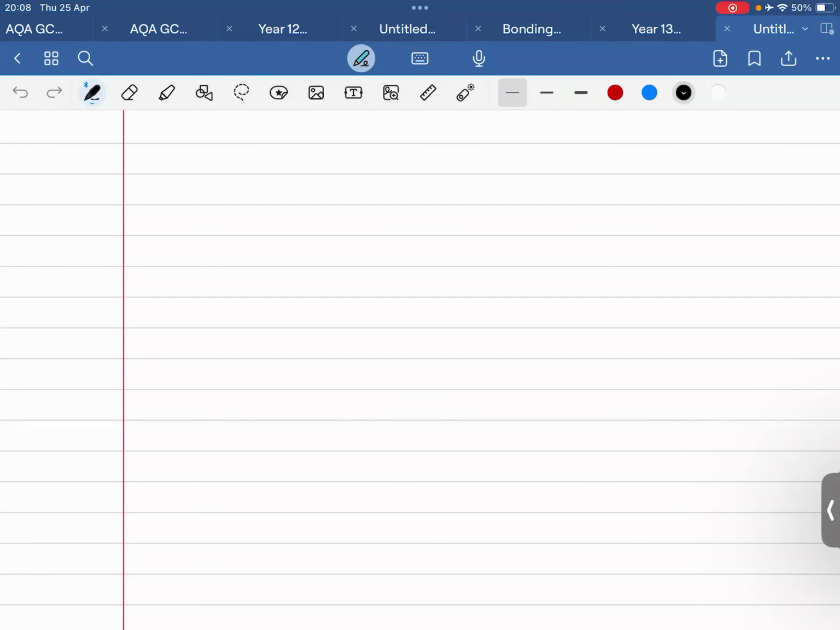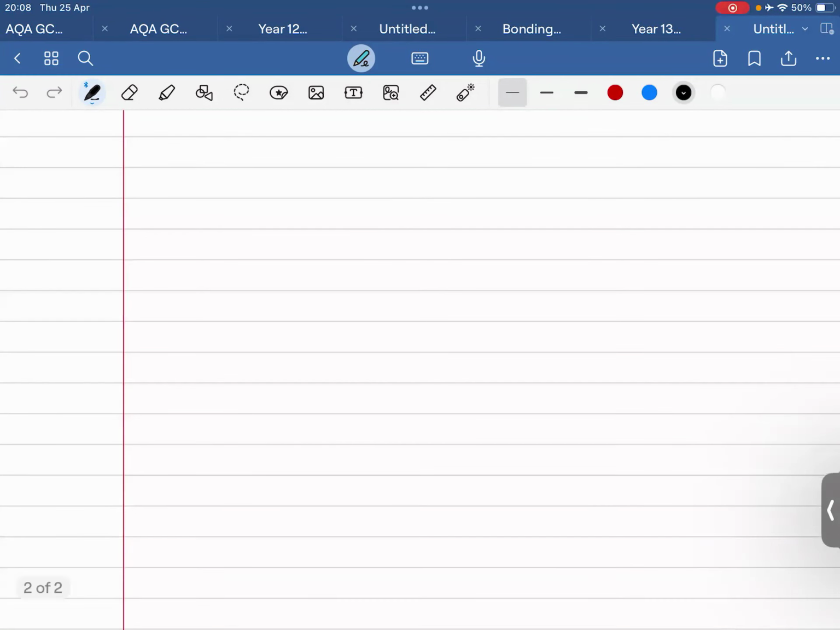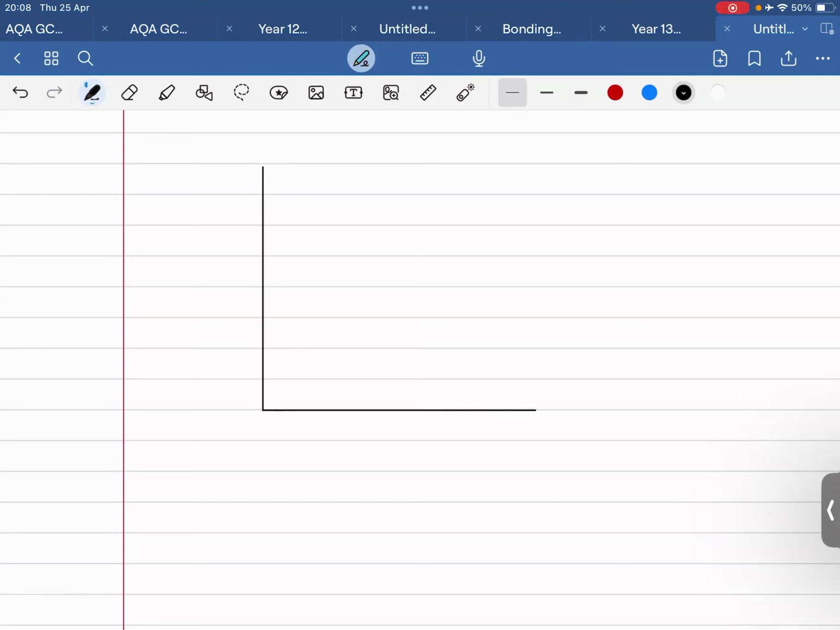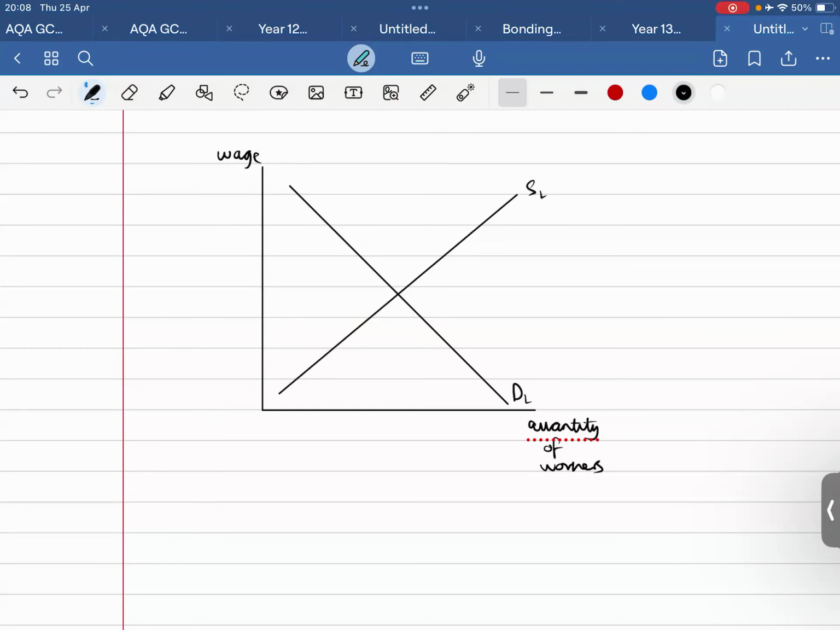In labor markets, there's just two diagrams which I want you to know. So the first one is nice and simple. It's just a minimum wage diagram. So we have wage instead of price, and we have quantity of labor instead of quantity. We have a downward sloping demand curve, DL, and an upward sloping supply curve, SL, and then an equilibrium quantity of workers, Q1, and an equilibrium wage, W1. So nothing fancy there.